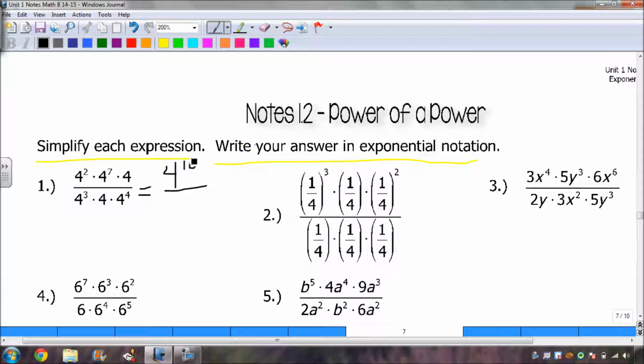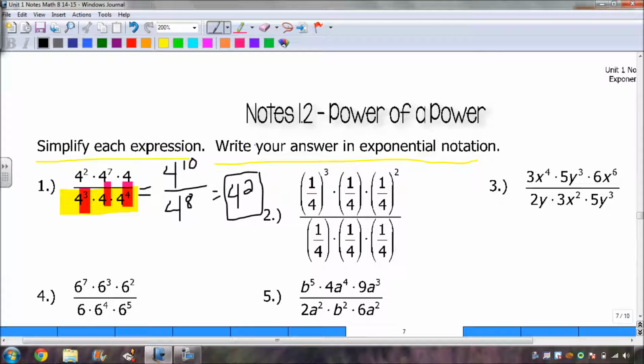And then in the denominator, you have 4 to the third power, 4 to the first, and 4 to the fourth power. If you multiply those together, you should add your exponents again, which means you add a 3, a 1, an invisible 1 here, and a 4 right there. So 3 plus 1 is 4, plus another 4 is 8, and you end up getting 4 to the 8th power. Then the question asks us to leave the answer in exponential notation, so we're done with that question.